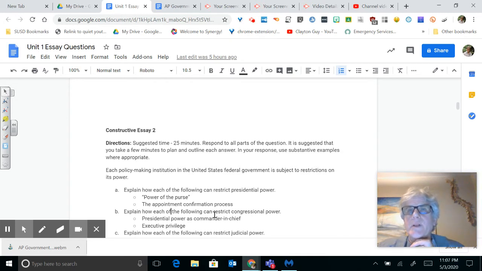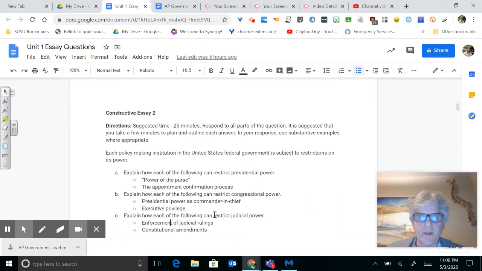Now, with U.S. versus Nixon, executive privilege is not allowed for wrongdoing. It's not allowed for domestic affairs in many cases, like political campaigns or something local, but they will allow executive privilege for war, for foreign affairs decisions, and things like that.